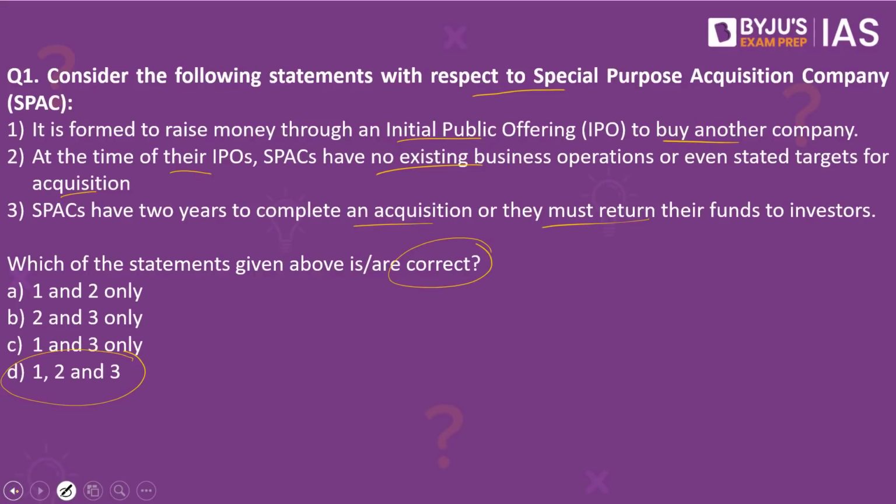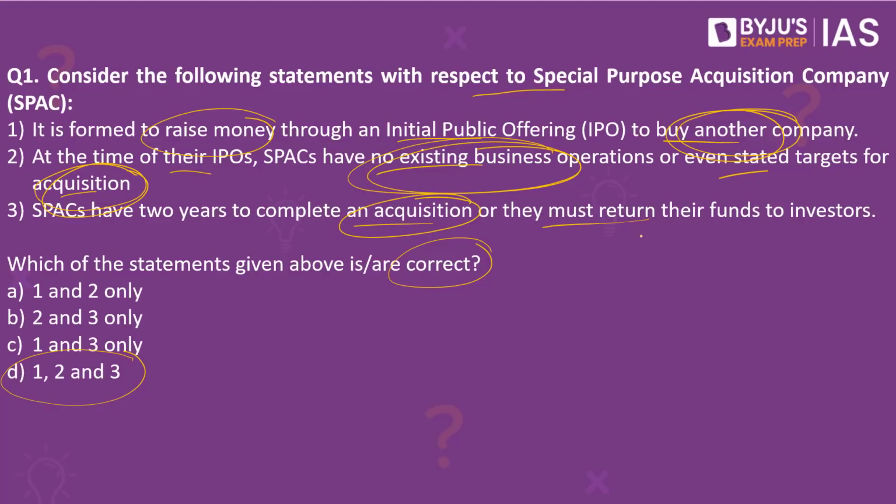So when you look into the options, it is formed to raise money through an initial public offering to buy another company. Yes, this is a right statement. At the time of their IPOs, SPACs have no existing business operations or even stated targets for the acquisition. This is correct. SPACs have 2 years to complete an acquisition or they have to return their funds to the investors. So if the money is collected by this particular shell company, it will be put in a trust fund or an escrow account, so the interest that is generated can be used by the company. If they are not able to buy any of the companies within a span of 2 years, they have to return the money to the people who have invested in this shell company. So all 3 statements are right. So the answer to this would be 1, 2 and 3.